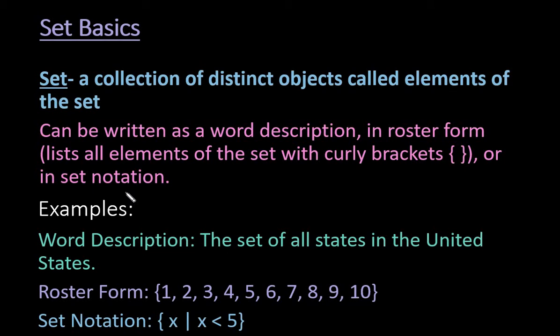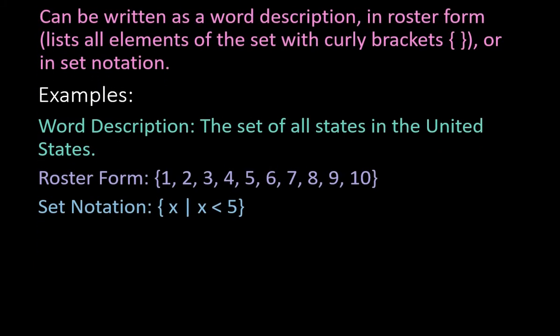We do have many different ways that you can write a set out. One way is using a word description. You can also use roster form, which basically lists out all of the elements of the set with curly brackets around it to tell you what's inside. Or you can also use set notation. So I just have a few quick examples. I just wanted to do a very brief overview.